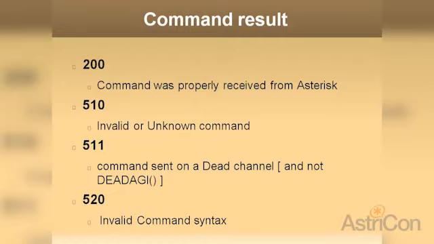Currently we have four results. The 200 is analogous to the 200 OK. It means your command was successfully received by me and it was executed properly. 510 is when I'm getting an invalid or unknown command. Let's say instead of STREAM FILE, you're calling STREAM EXIT, which is not a valid command. I'm going to get a 510 result.